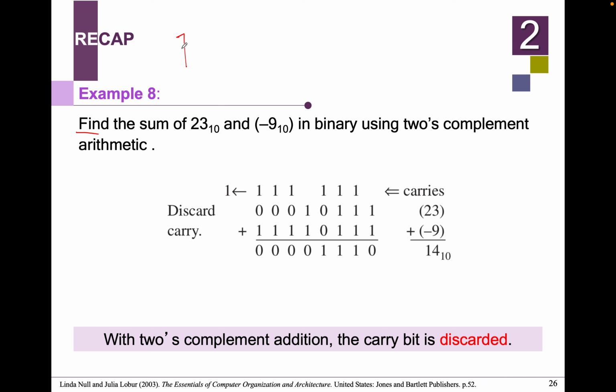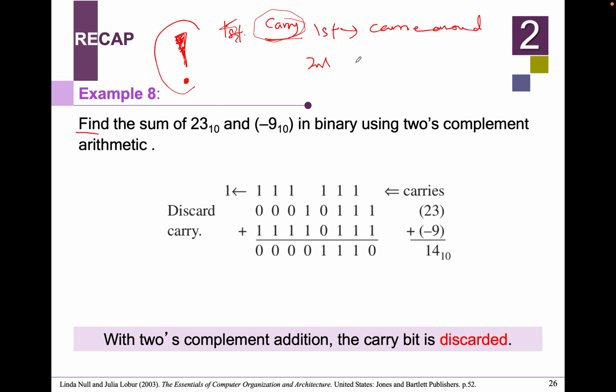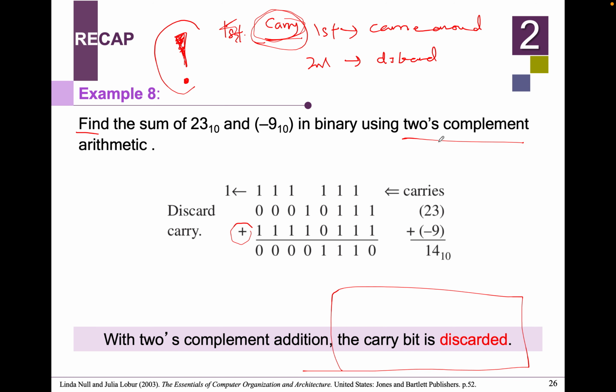So there is a differentiation that you need to remember. For first complement, if let's say you have carry, you need to carry around. But for second complement, if you have carry, you need to discharge. Please remember this. If you have carry when you add two binary numbers using second complement or first complement: for first complement, if you have carry for adding, you need to carry around. But for second complement, if you have carry, we need to discharge.